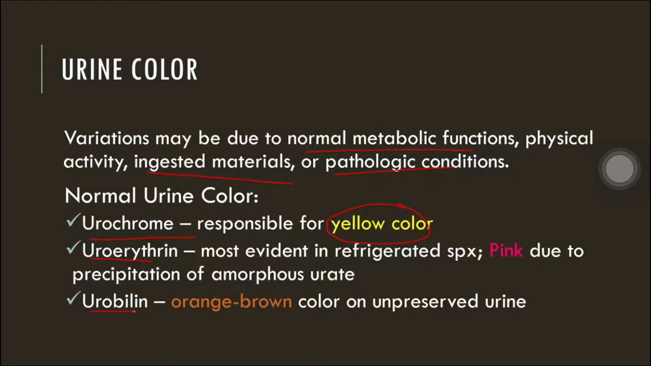In improperly stored or refrigerated specimens, dumadami sila. For uroerythrin, it is most evident in a refrigerated specimen. The appearance of uroerythrin is that it causes pink coloration after refrigeration of the specimen. So yung pink uroerythrin na pigment nag-attach sa surface ng amorphous urates. For urobilin, it causes an orange-brown color on unpreserved urine. Again, urobilin is the oxidized form of urobilinogen. That's why kapag unpreserved, urobilinogen, magiging urobilin.